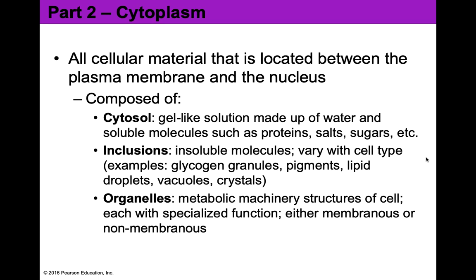So the cytosol is the actual gel that you're used to thinking about for the cytoplasm. It's made up of water and some other molecules like protein, salts, sugars, things like that. Our inclusions are insoluble molecules, so they're not going to dissolve in this. This can vary with our different types of cells that we have in our bodies. We talked about how many different types of cells we have back in the first part of this.